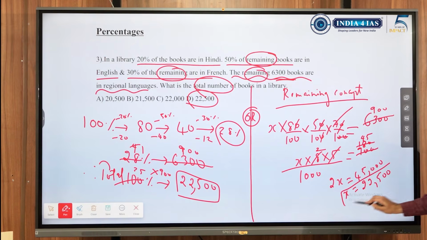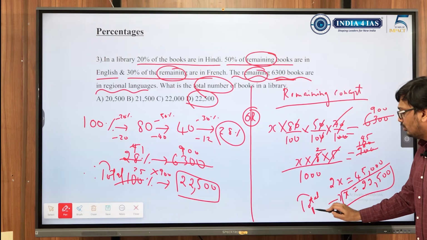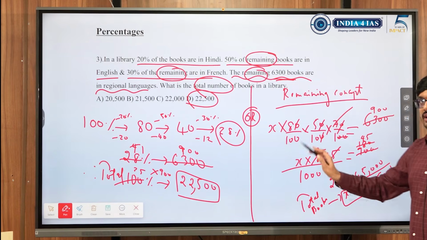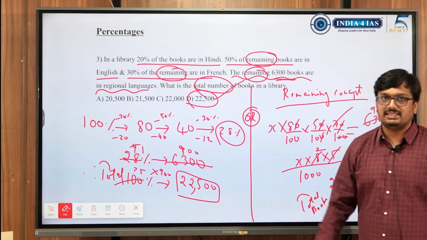We know what X is. X is nothing but the total books. So to do simplification, you should know tables very well. Learn tables correctly. So option D will be the correct answer.